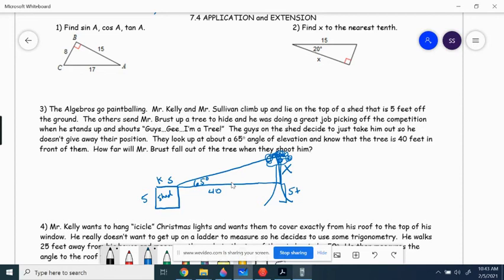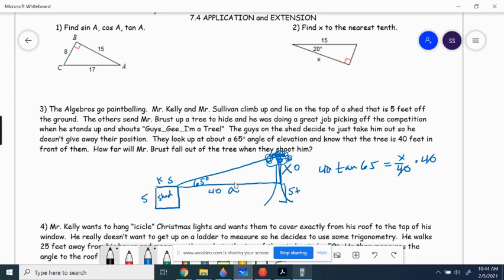Okay, so let's go ahead and label our sides. The side length would be 40 feet. That would be our adjacent side. And the length that we need to figure out, how far he's going to fall, is going to be the opposite. So it looks like we'll be using TOA, right? So we're using the tangent of 65 is equal to x over 40. And the number is in the denominator, so all we have to do here is multiply by 40 on both sides.